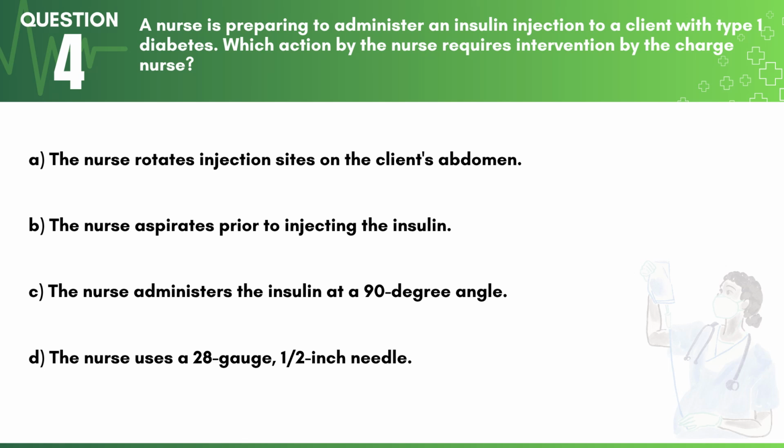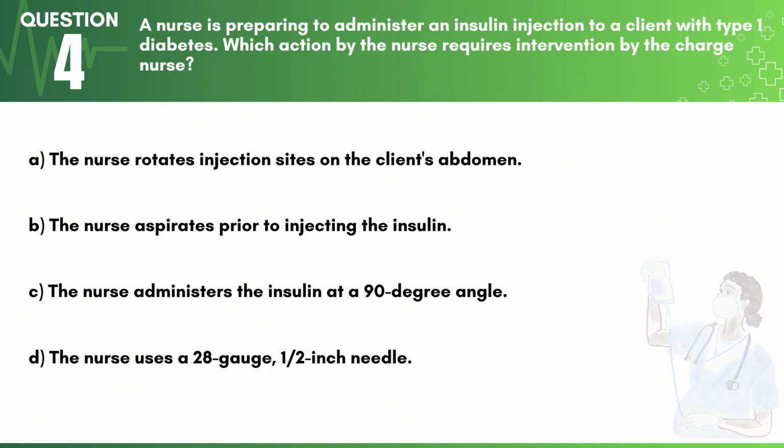Question 4. A nurse is preparing to administer an insulin injection to a client with type 1 diabetes. Which action by the nurse requires intervention by the charge nurse? A. The nurse rotates injection sites on the client's abdomen.